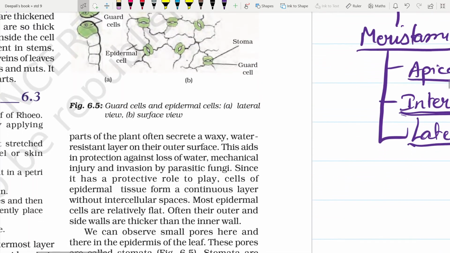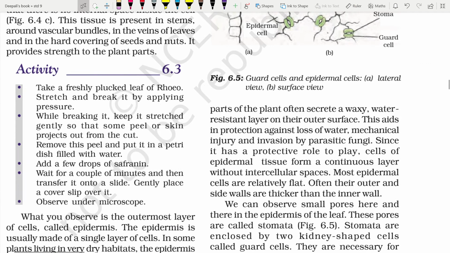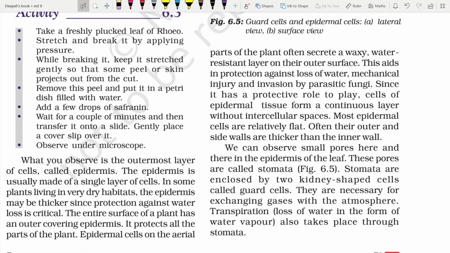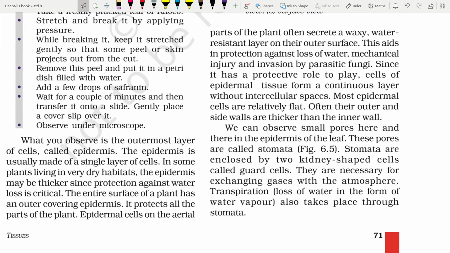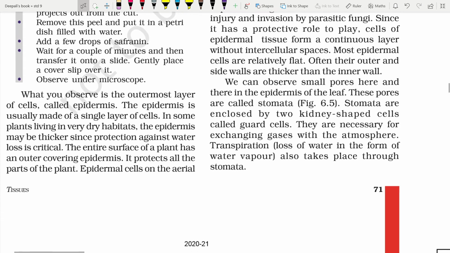Now let us see what the guard cells are. Take a freshly plucked leaf of Rhoeo, stretch and break it by applying pressure. While breaking it, keep it stretched gently so that some peel or skin projects out from the cut. Remove this peel and put it in a petri dish filled with water. Add a few drops of saffranin. Wait for a couple of minutes and then transfer it onto a slide. Gently place a cover slip over it.